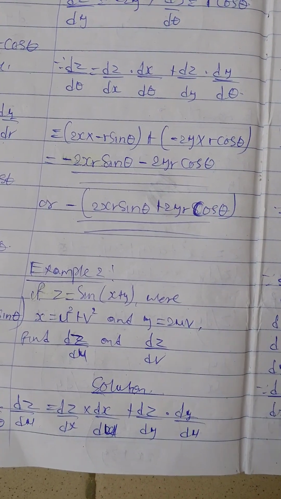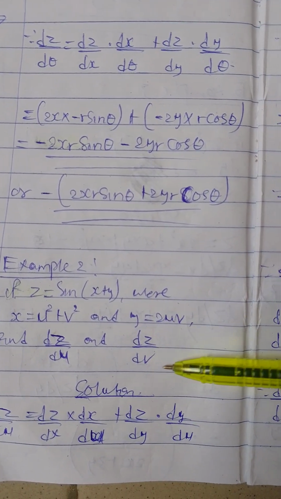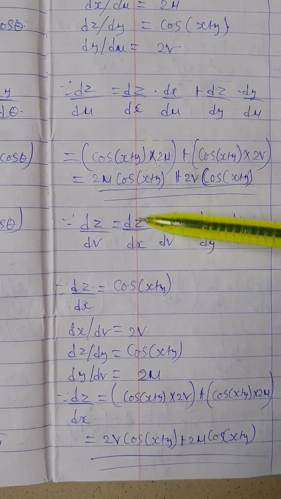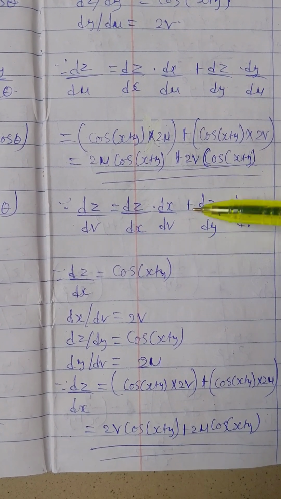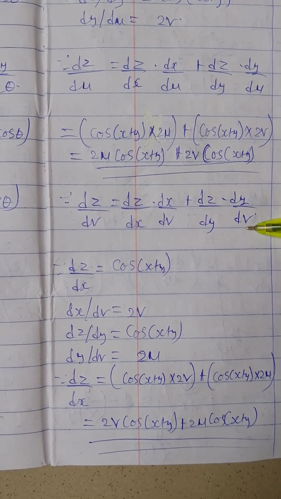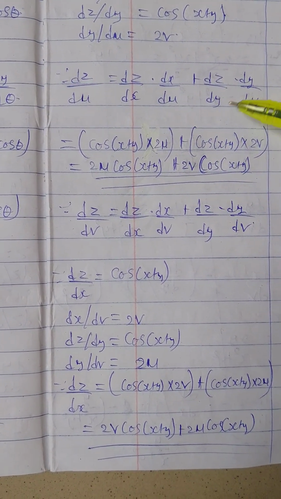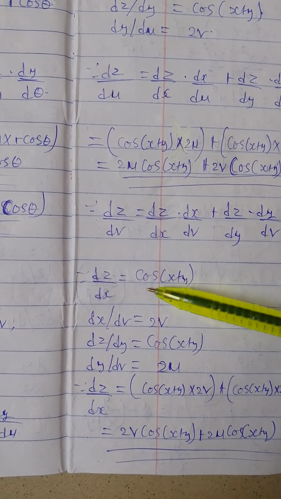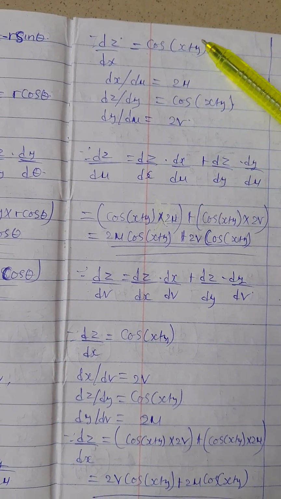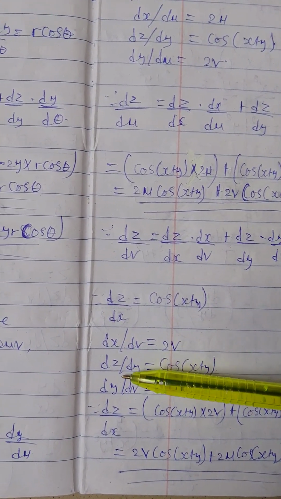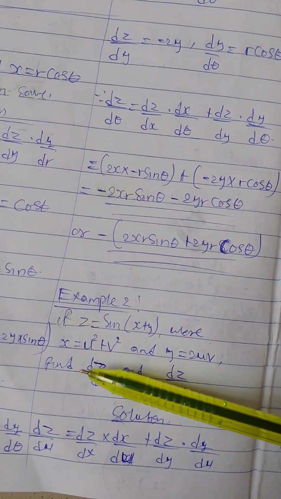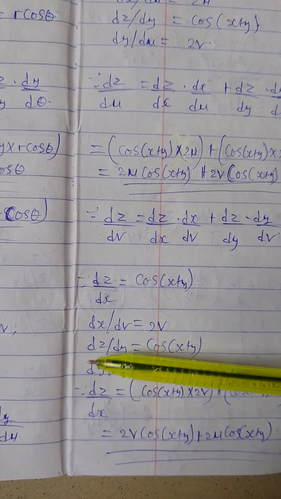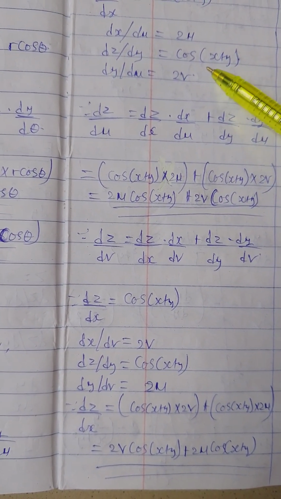The next question says that we should find dz over dv. Now therefore to find dz over dv is same thing as dz over dx times dx over dv plus dz over dy times dy over dv. Okay, this is the same thing we did here. So therefore that becomes, now dz over dx is same thing as cos x plus y, as what is here. Now therefore dx over dv means that under x differentiate v, is 2v. That is 2v. And also dz over dy is same thing we got here, that is cos x plus y.